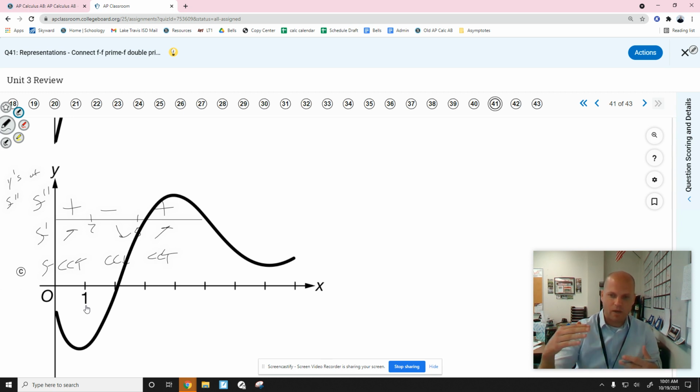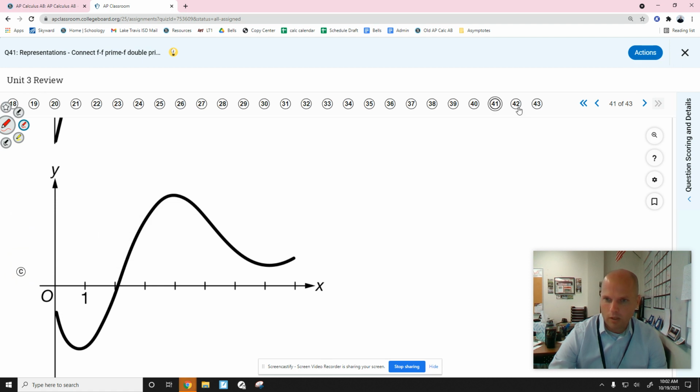All I can get from a second derivative graph is the signs of the second derivative, which can tell me the concavity of F. I'm just matching concavities. Concave up until around 2, concave down until around 5, concave up. C. 2 more.